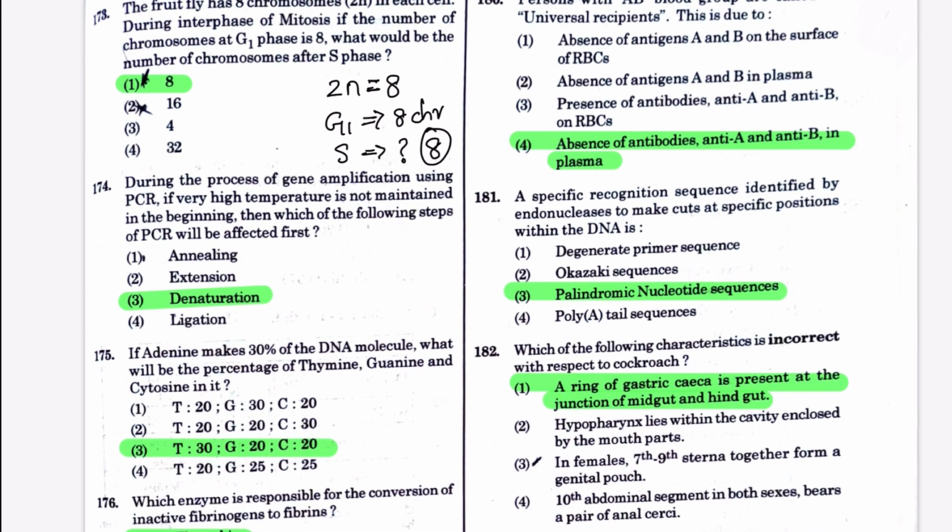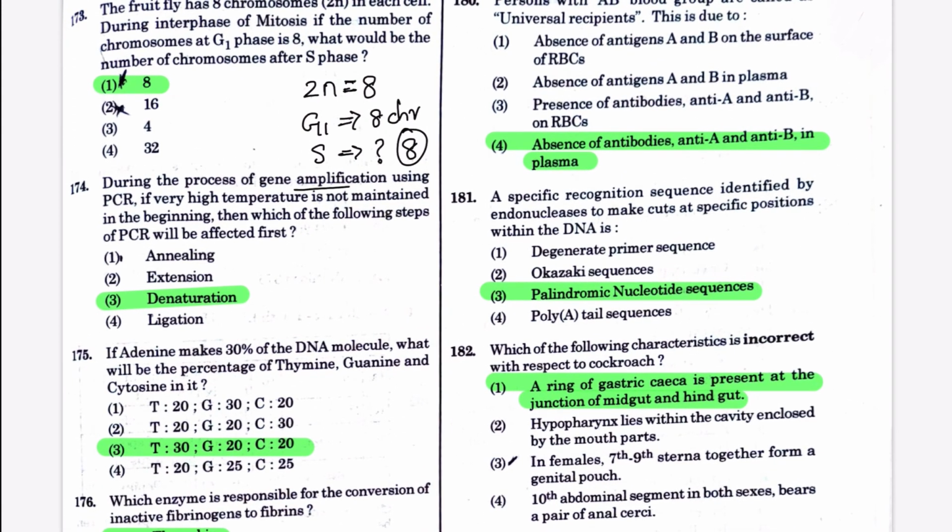So 174, during the process of gene amplification using PCR, if very high temperature is not maintained in the beginning, then which of the following steps of the PCR will be affected first? We know in PCR the steps follow denaturation, followed by annealing, finally extension. Always remember, the hydrogen bond between the two strands of DNA will break only when there is a high temperature. Whenever this high temperature is not maintained, the first step would be affected, that is denaturation. Denaturation is nothing but removal of hydrogen bonds. So option 3.